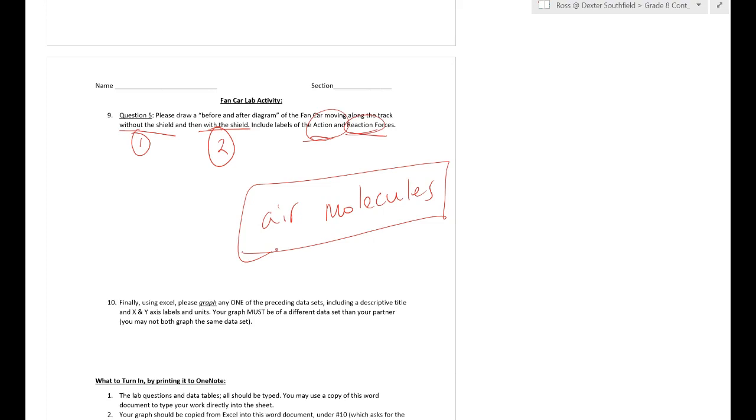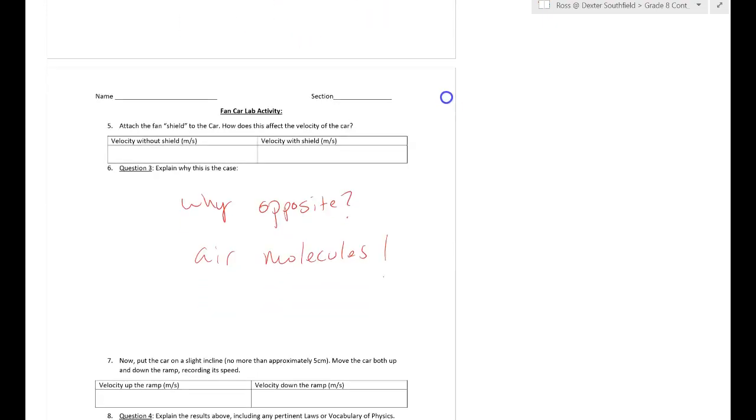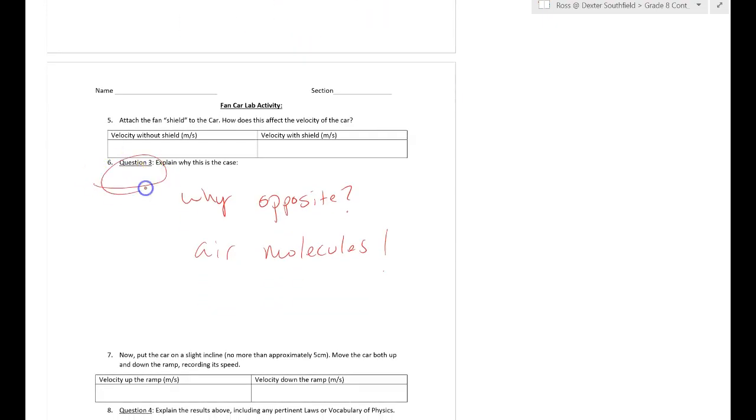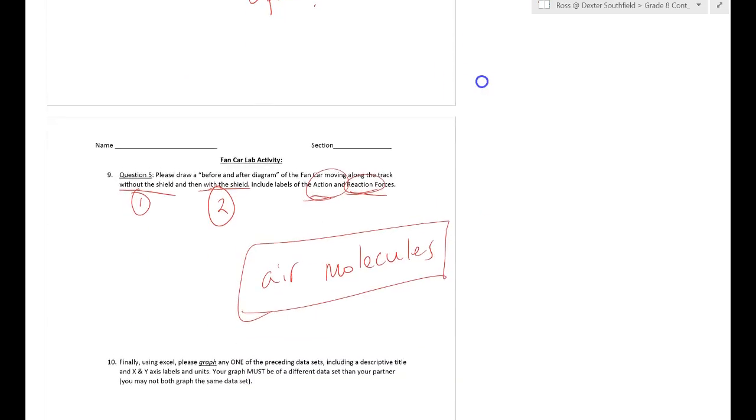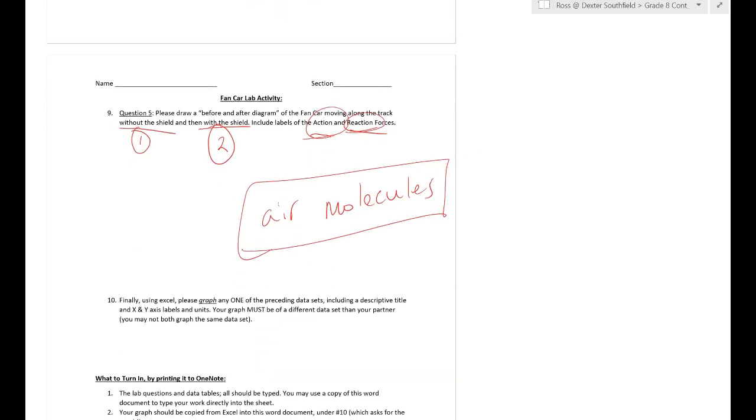Question number 5 is therefore obviously related to question number 3. Right? This question and question number 5 are related. So it might be good to be doing those at the same time, or start to sketch out some drawings to question 5 before you answer question 3.